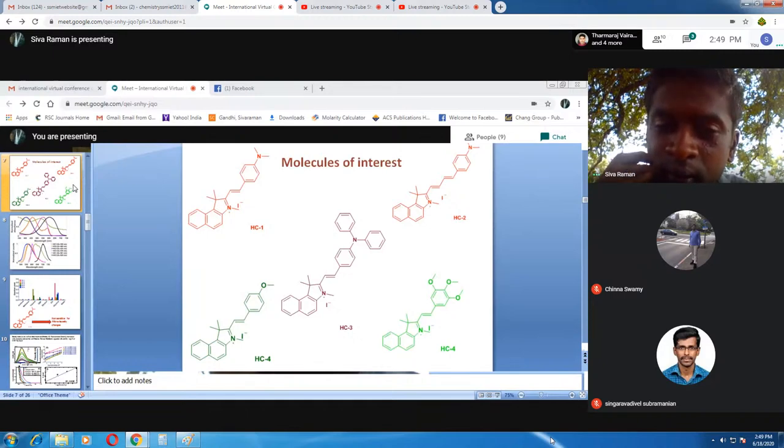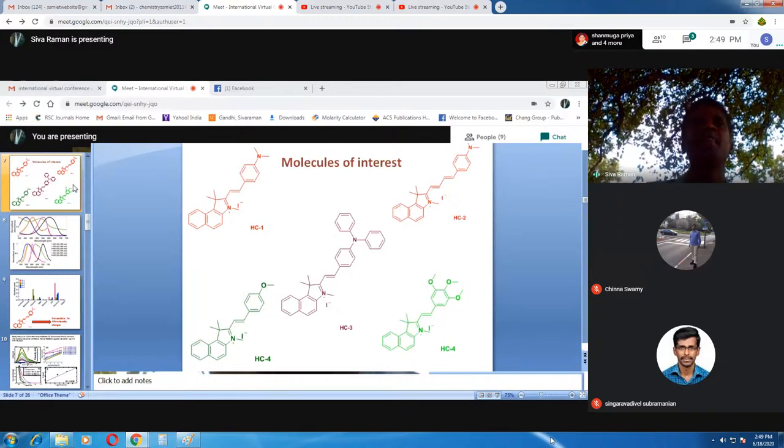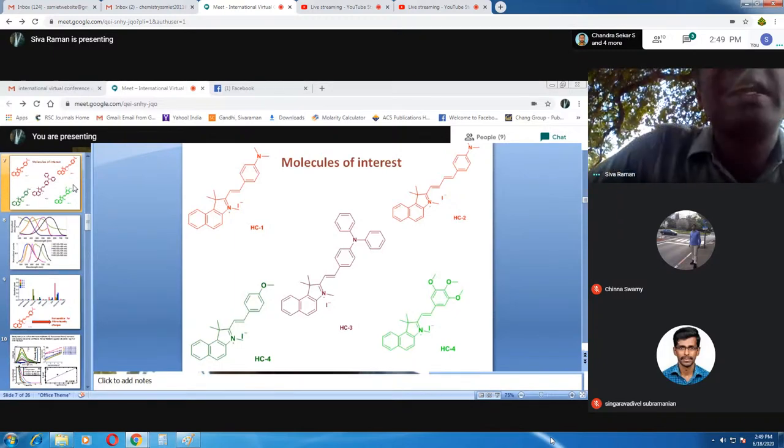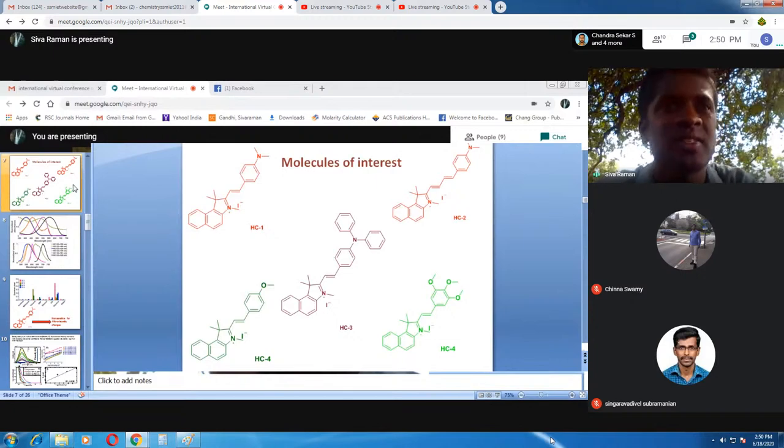IC50 values. Those molecules are, I will say, even non-toxic. I will say that the molecules will stay inside cells for long-term imaging. So the molecules are least toxic. There is no toxicity at all for all the molecules.